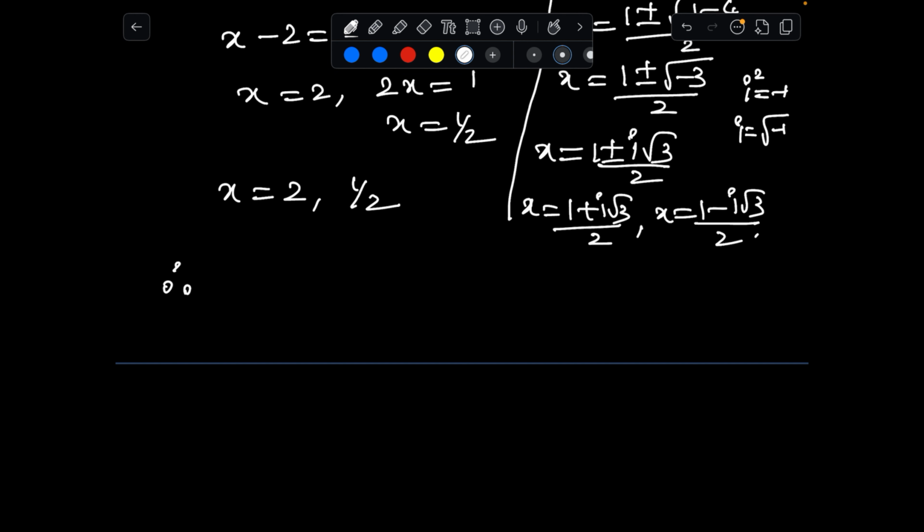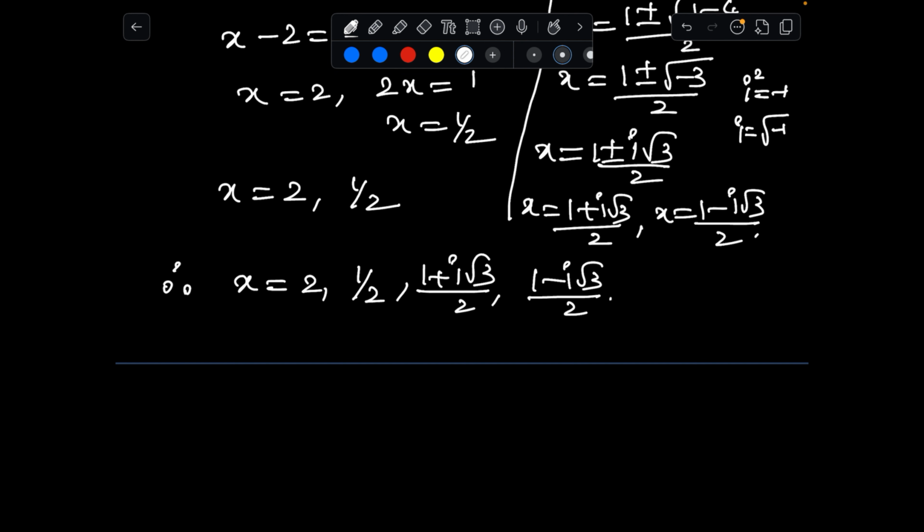From this, what are the roots? x = 2, 1/2, (1 + i√3)/2, (1 − i√3)/2. It is a very important problem.